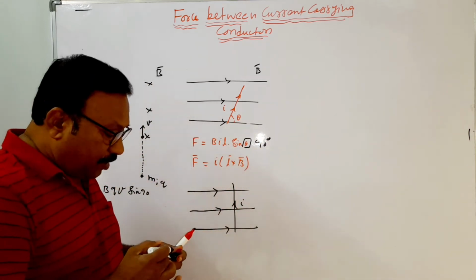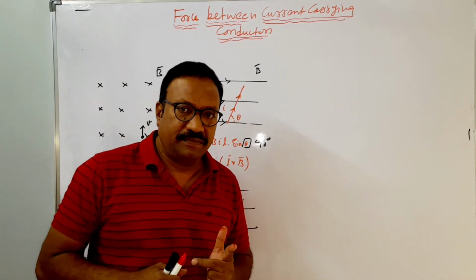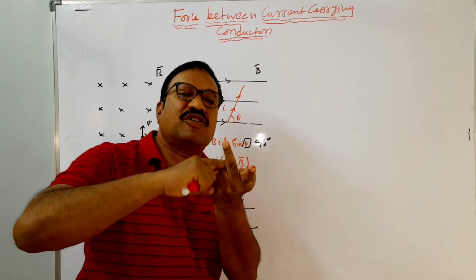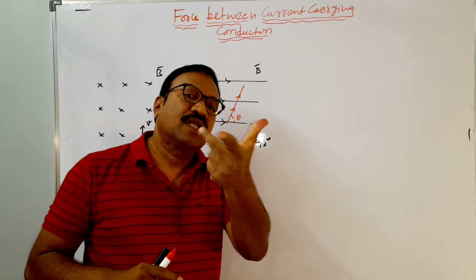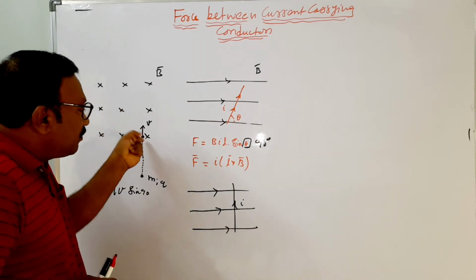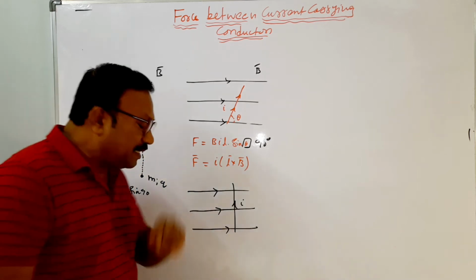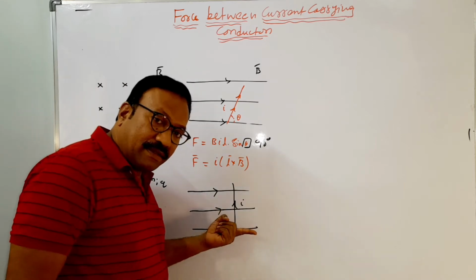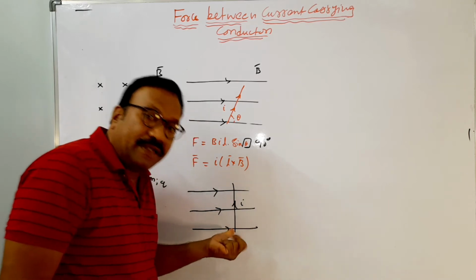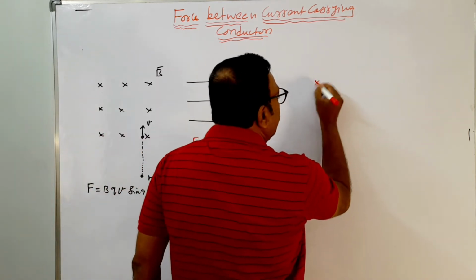Now the direction of the force is decided by Fleming's left-hand rule. The forefinger is the magnetic field, the middle finger is the direction of positive charge or direction of current, and the thumb is the force. In this example, the magnetic field is into the board and velocity is upwards, so the force will act towards the left. In this example, the magnetic field is parallel to the board and current is flowing upward, so the force will be inward. So that is Fleming's left-hand rule. Now I will take the magnetic field into the board.